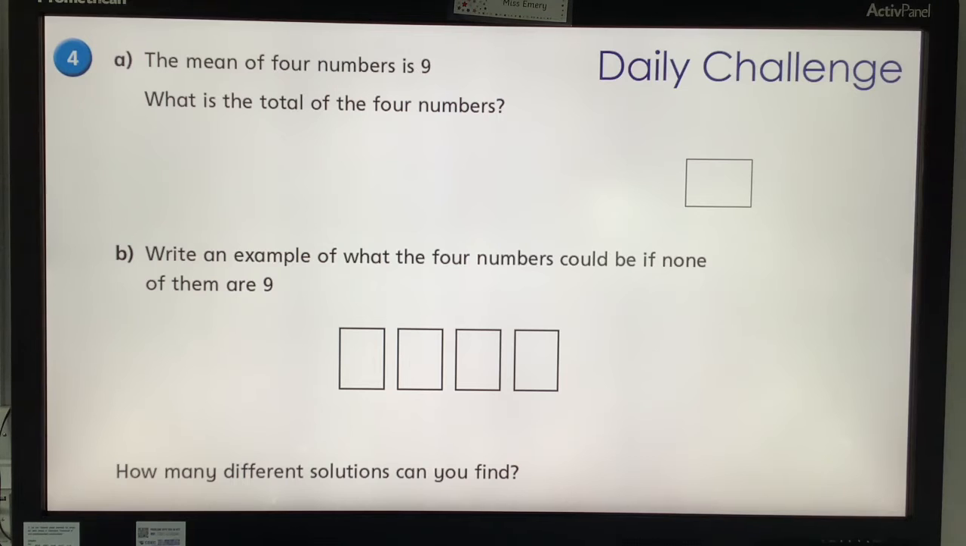Then, next one. Write an example of what the 4 numbers could be if none of them are 9. So you've worked out that your mean is 9, but what could they be if none of them were 9? And can you find more than one solution?